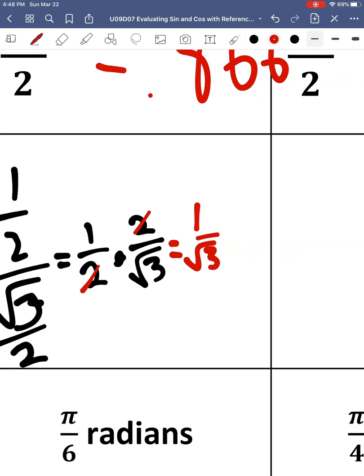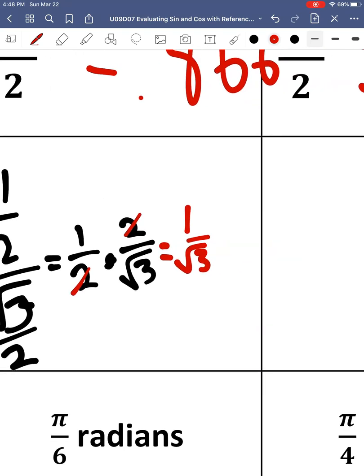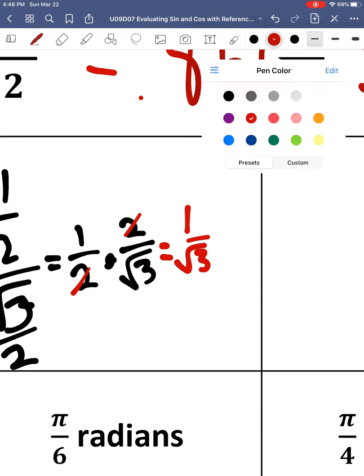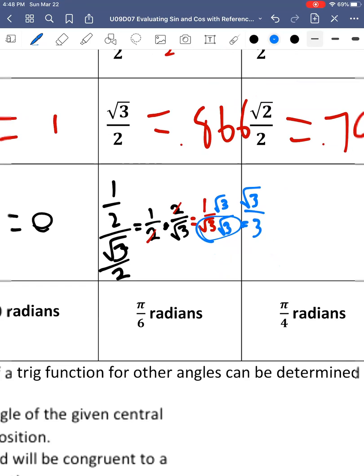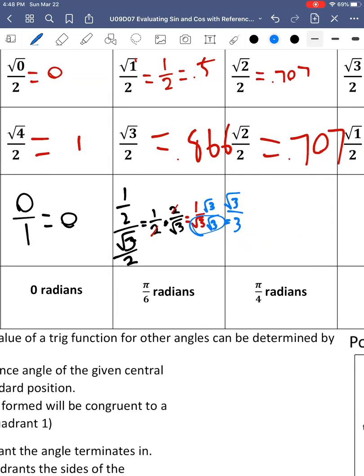But we're not allowed to write that value because this has an irrational denominator. To make it a rational denominator, we're going to multiply the numerator and denominator by radical 3, because radical 3 times radical 3 is going to equal 3, and 1 times radical 3 is equal to radical 3. So this is where the radical 3 over 3 came in the previous set of examples.